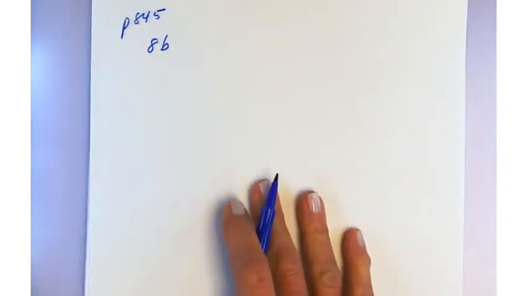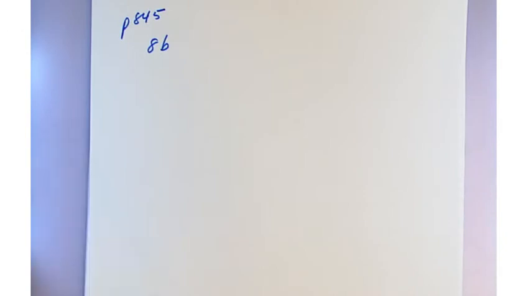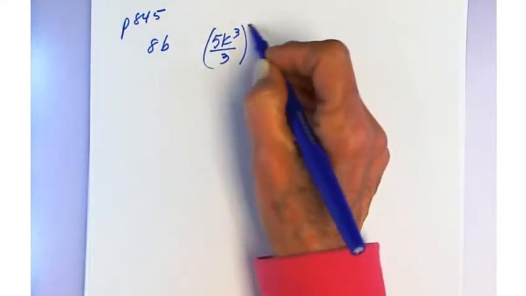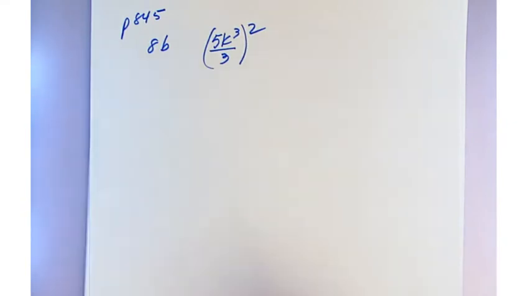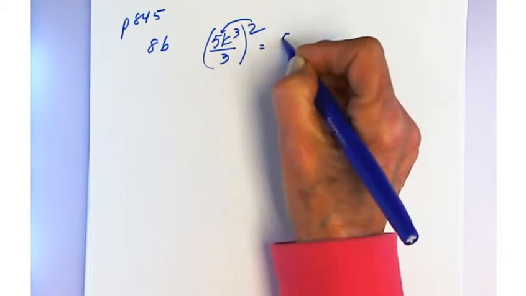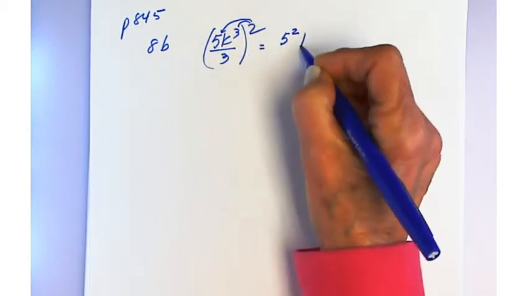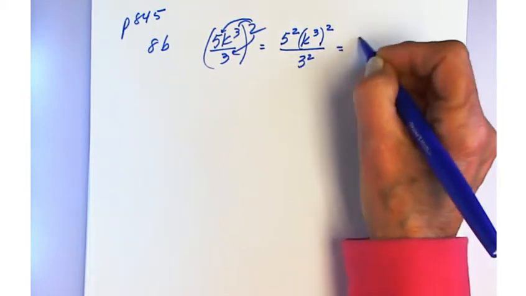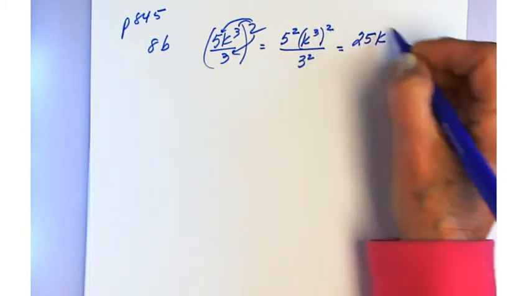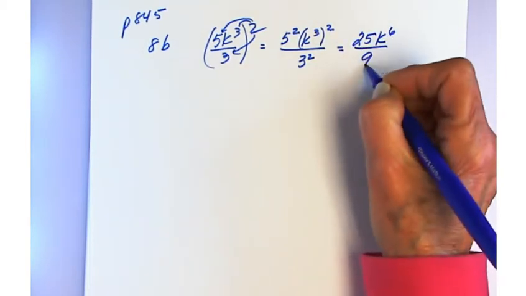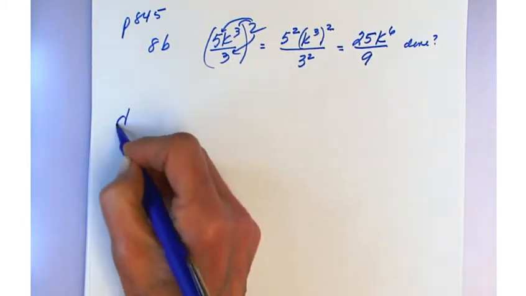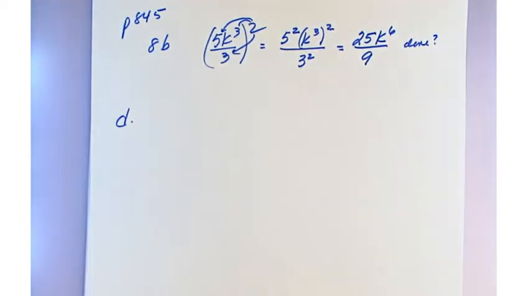Look at page 845, and we'll look at 8b. So this would be a little bit more interesting. 5k cubed over 3, the quantity squared. So we have to distribute this 2 over, and that's going to give me 5 squared. I'm going to distribute it. I have k cubed, the quantity squared, and I'm going to distribute it, and I get 3 squared. So I have 25. 2 times 3 is 6, and in the denominator 9. Am I done? Yes, because 25 over 9 does not reduce. So this is a little more interesting. The other ones were our warm-up questions.